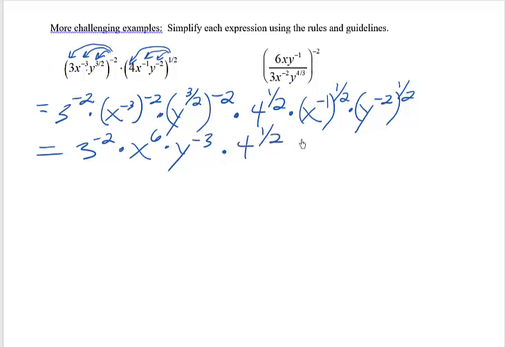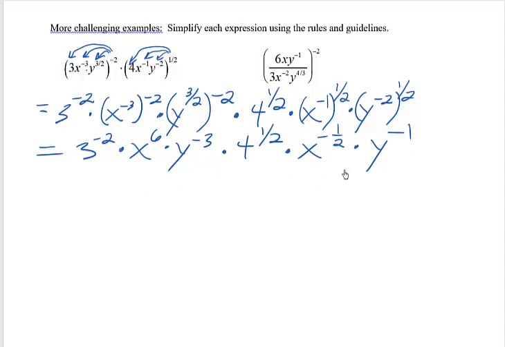Okay, I'm not really worrying about the number right now. This one would be x, and then negative 1 times 1/2 is negative 1/2. And this one would be y, and negative 2 times 1/2 is negative 1.